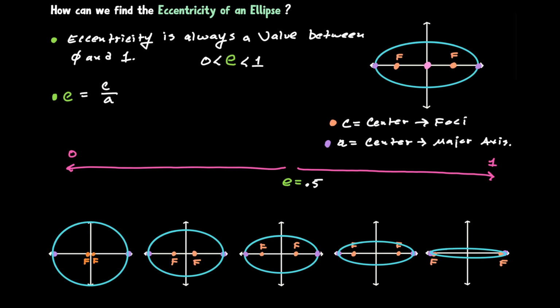So as the eccentricity gets close to 1, our ellipse is getting flatter. And as the eccentricity is close to 0, we pretty much end up with a very round ellipse that is starting to look like a circle.